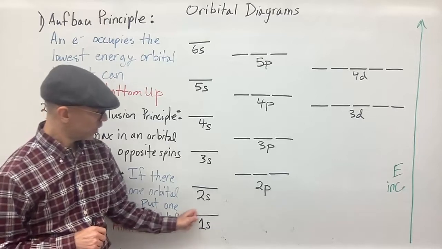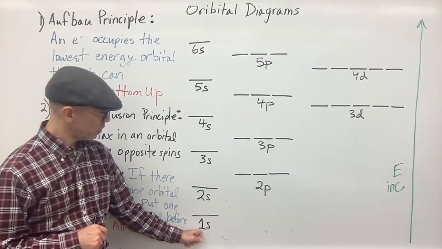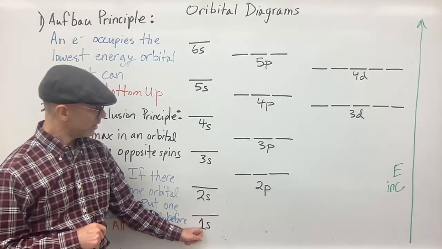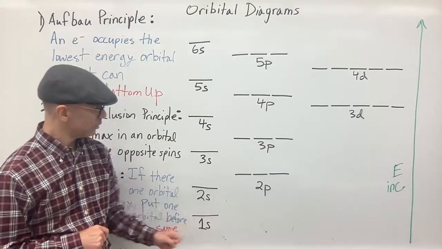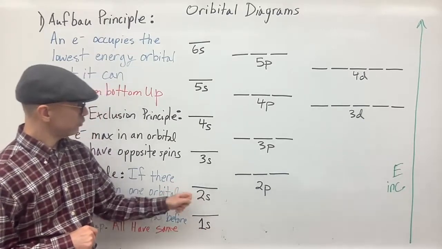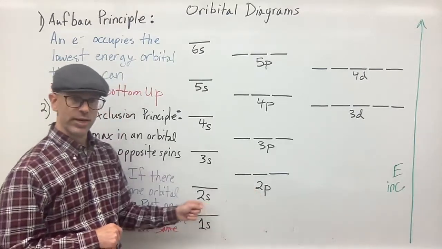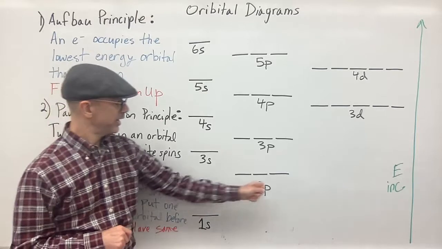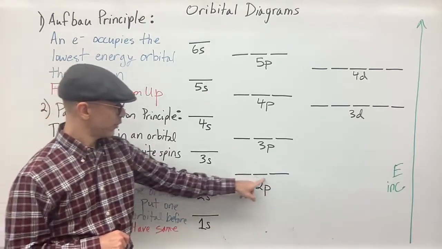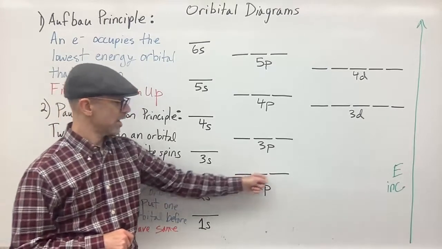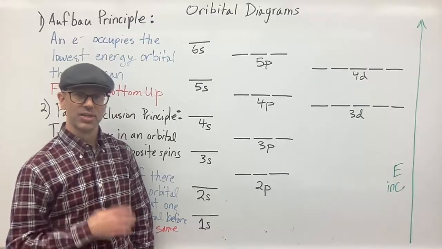Okay, so you can see here in energy level number one, there is only one sublevel, and so it's the S sublevel. In energy level number two, notice we have two sublevels here. So we have the S sublevel and we have the P sublevel. And you'll notice that we have three lines here. Those lines represent the three P orbitals that are at that sublevel.